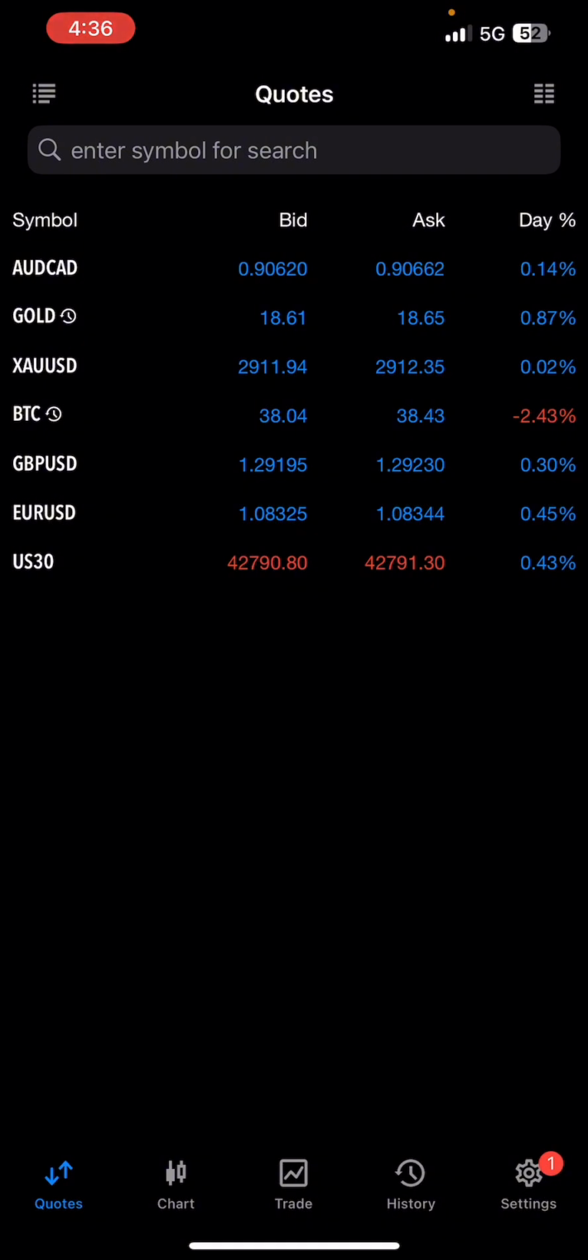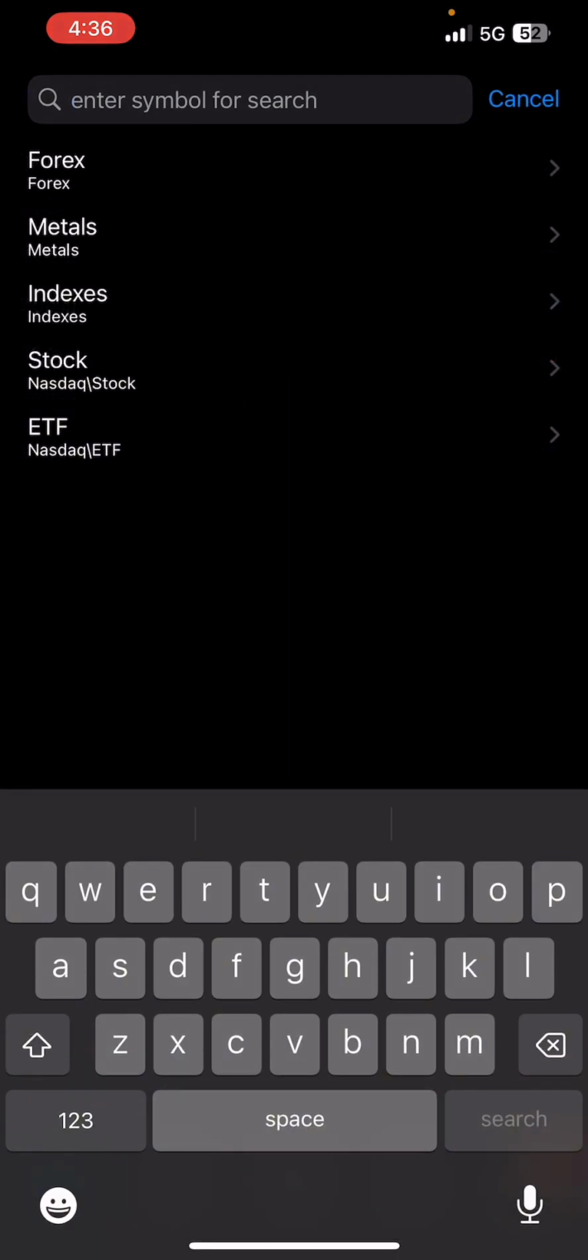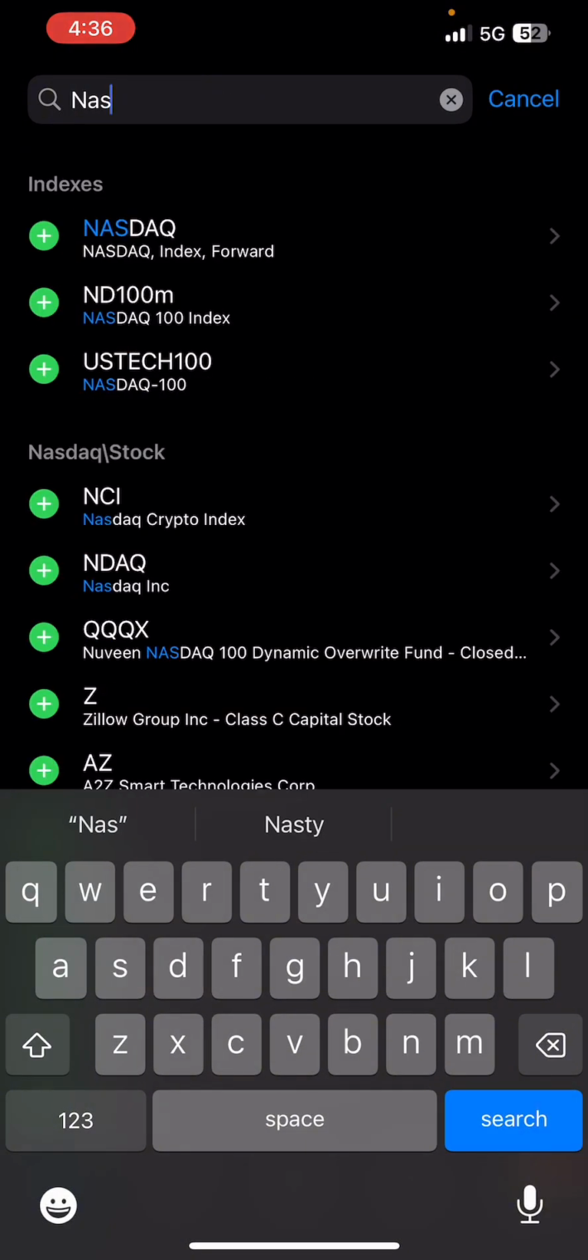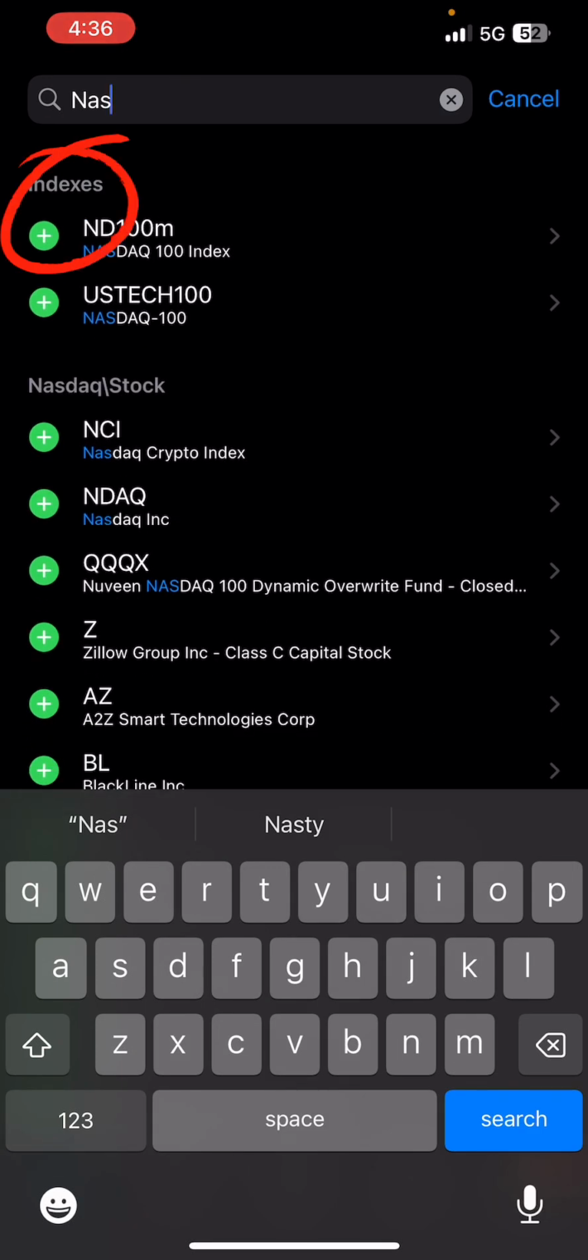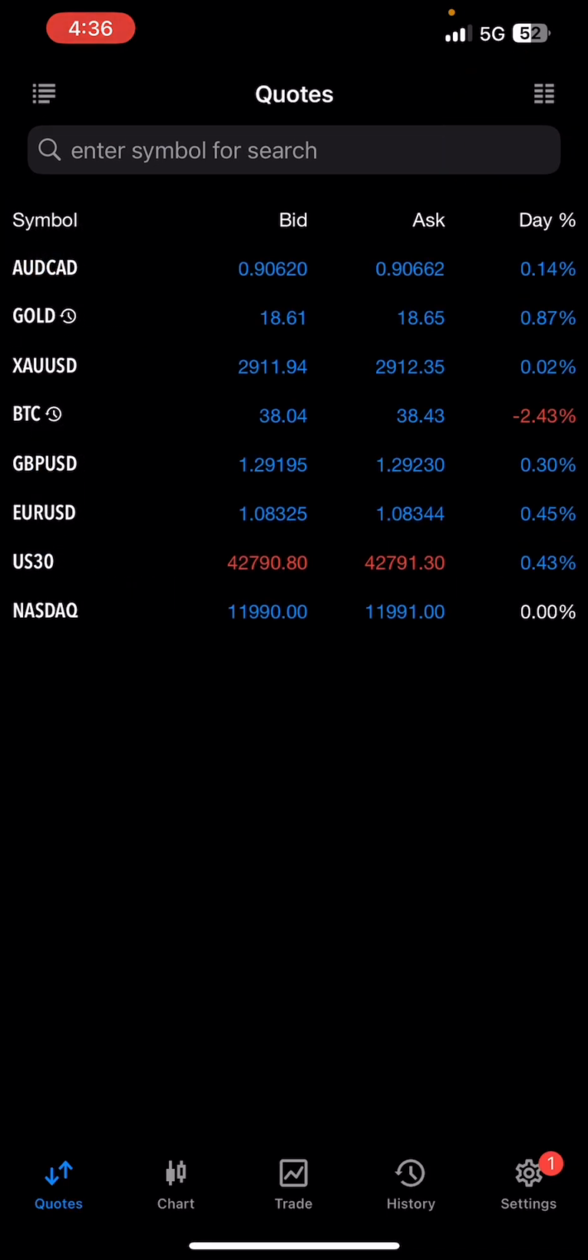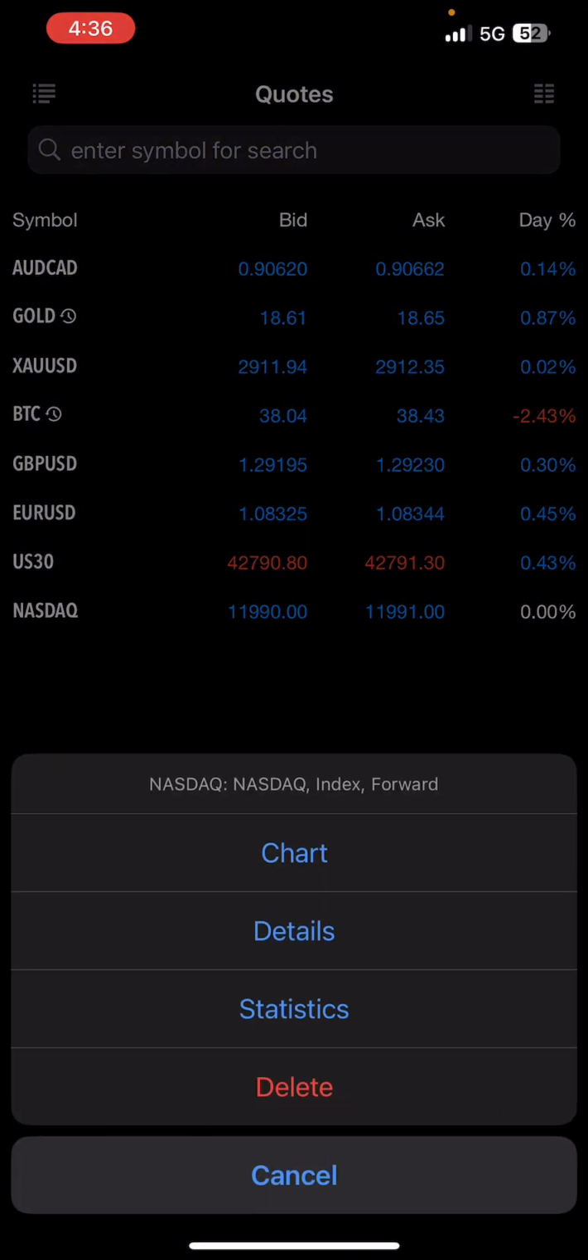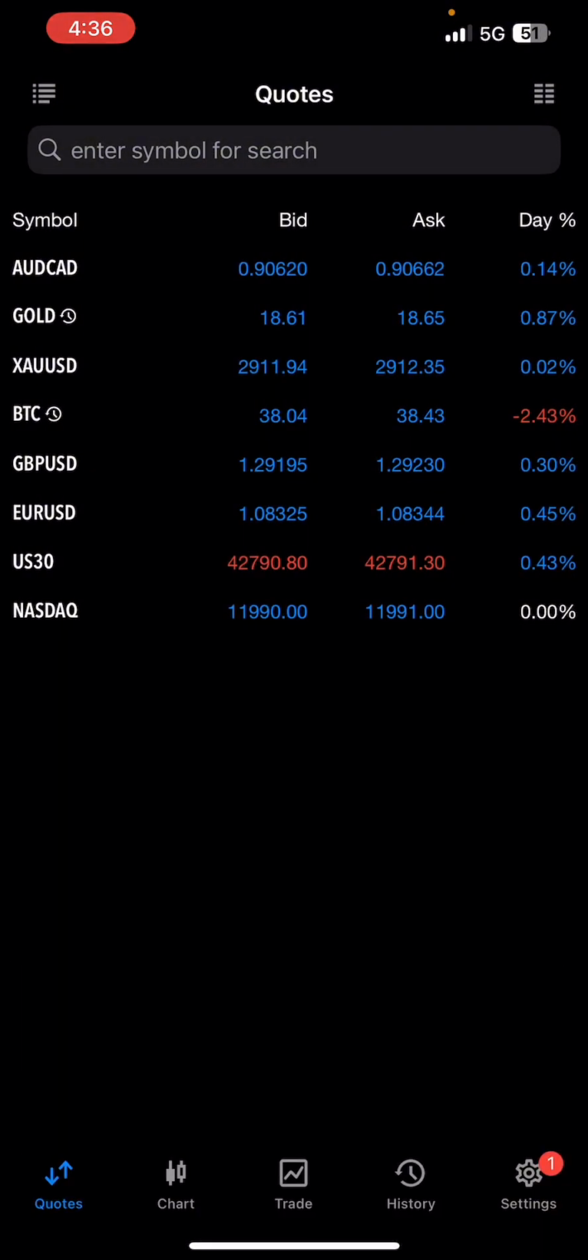If there's any currency you want to trade that is not here, simply click on search and search for the currency. Let's say I want to trade Nasdaq and it's not there. I'll search for it. Can you see this plus icon in green just beside it? I'll click on plus and then cancel and go back. So here we are, it has been added as the last one. Right, so we're done with quotes.